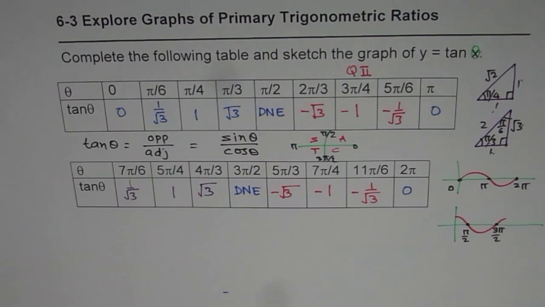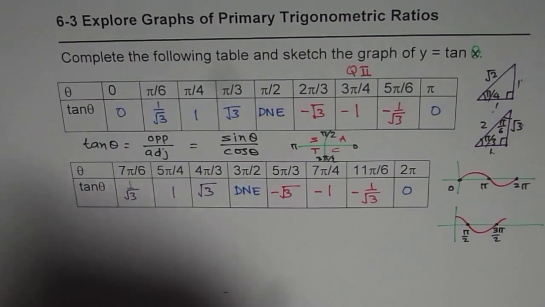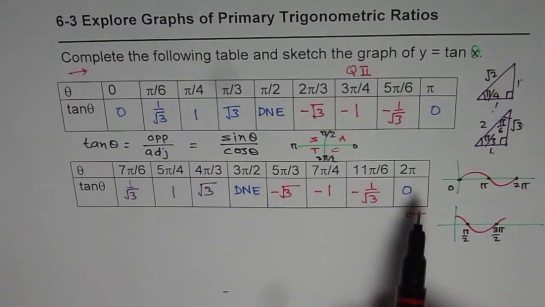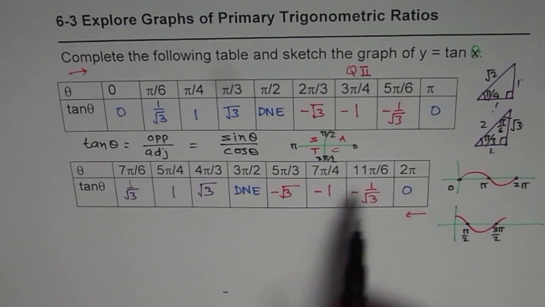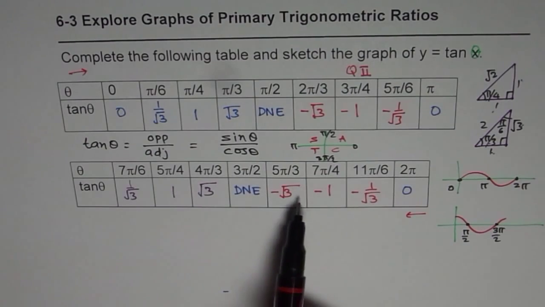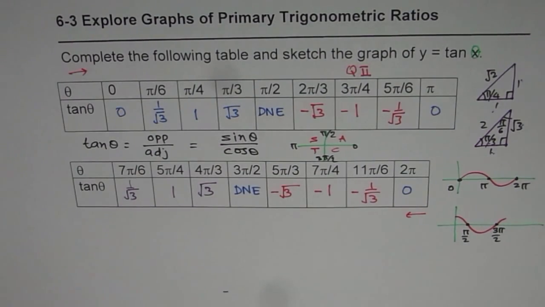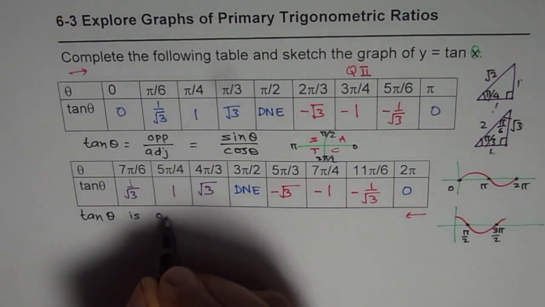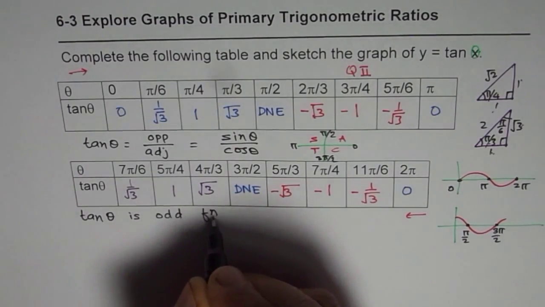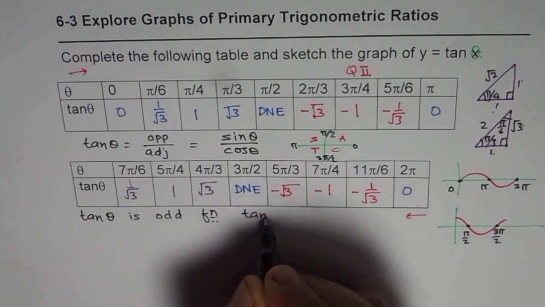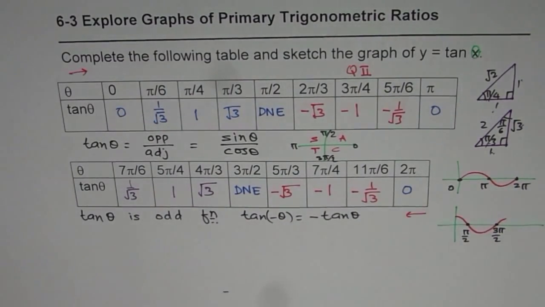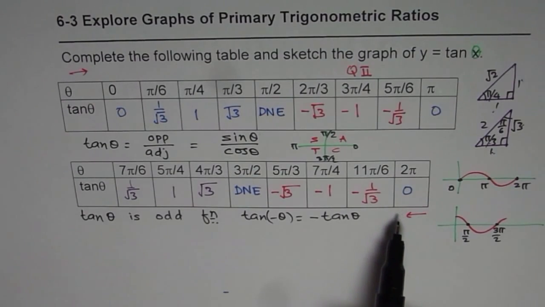Now if you see the function, if you go from this side to that side: 0, 1 over square root 3, 0, minus 1 over square root 3, then 1, minus 1. So it's kind of minus of f of x. So what we see here is that tan is an odd function. So tan theta or tan x is an odd function, right? Since tan of minus theta is equal to minus tan theta. Do you see that part? So this is very important to observe.